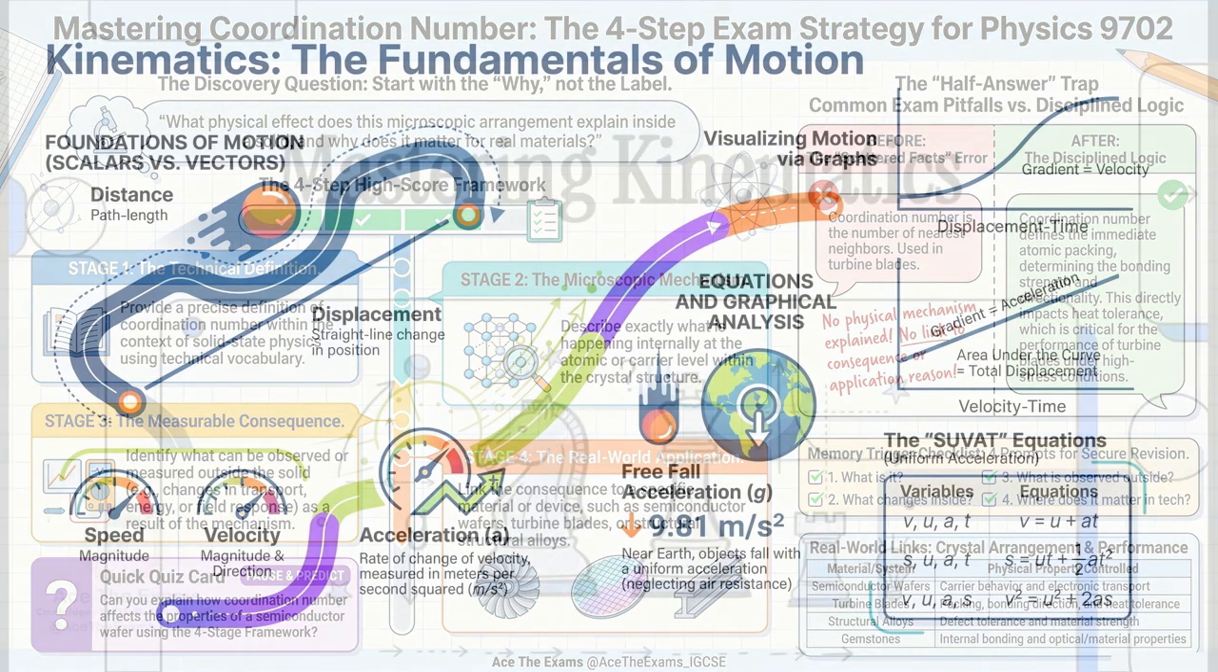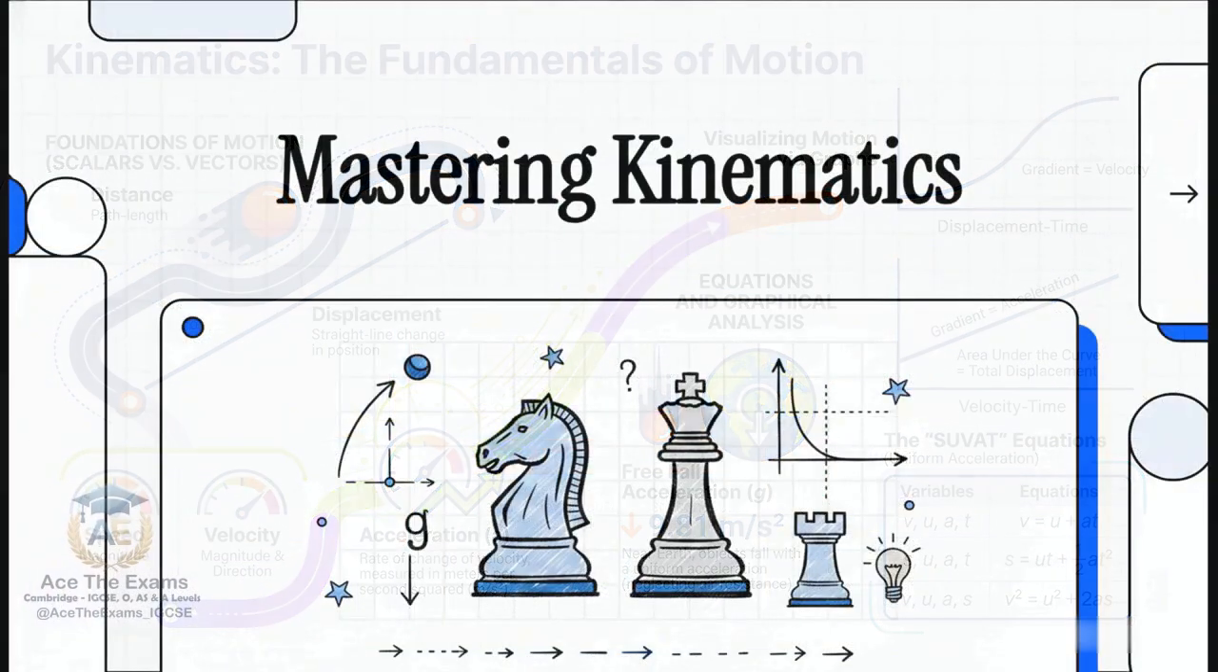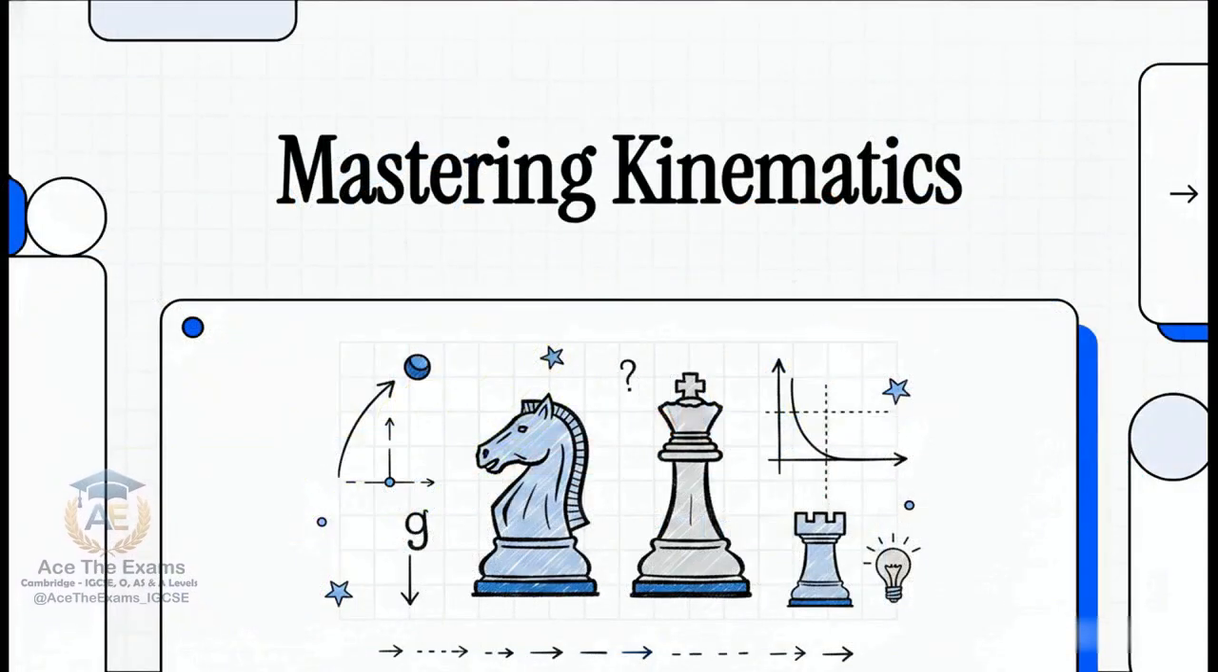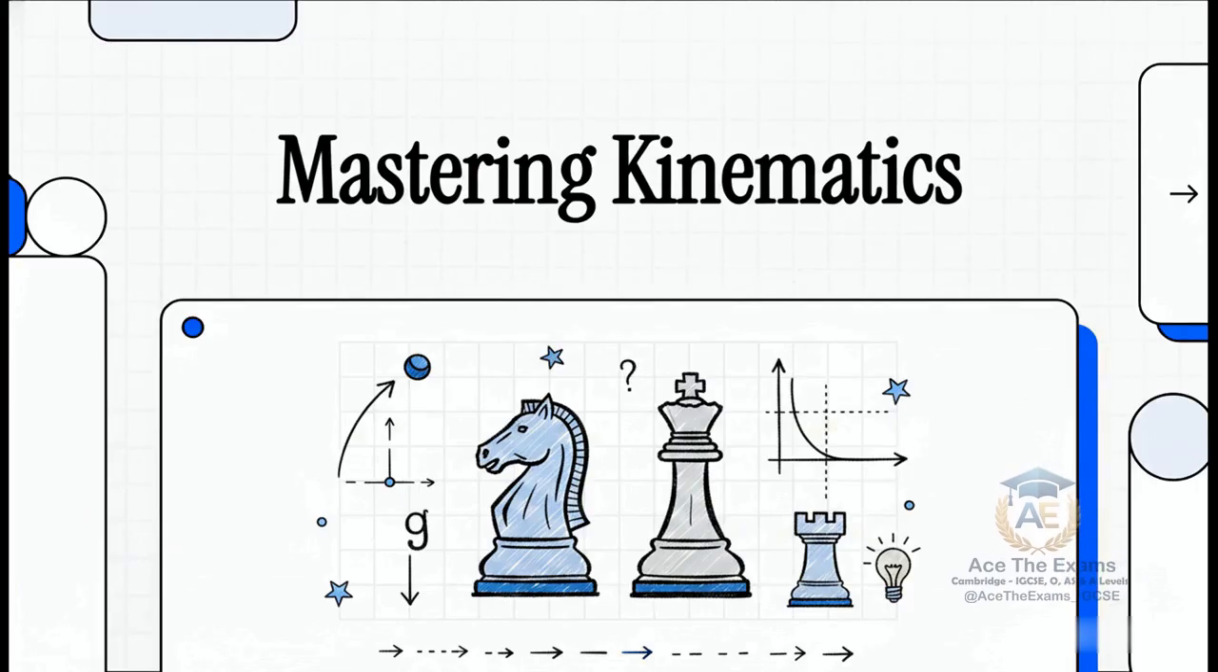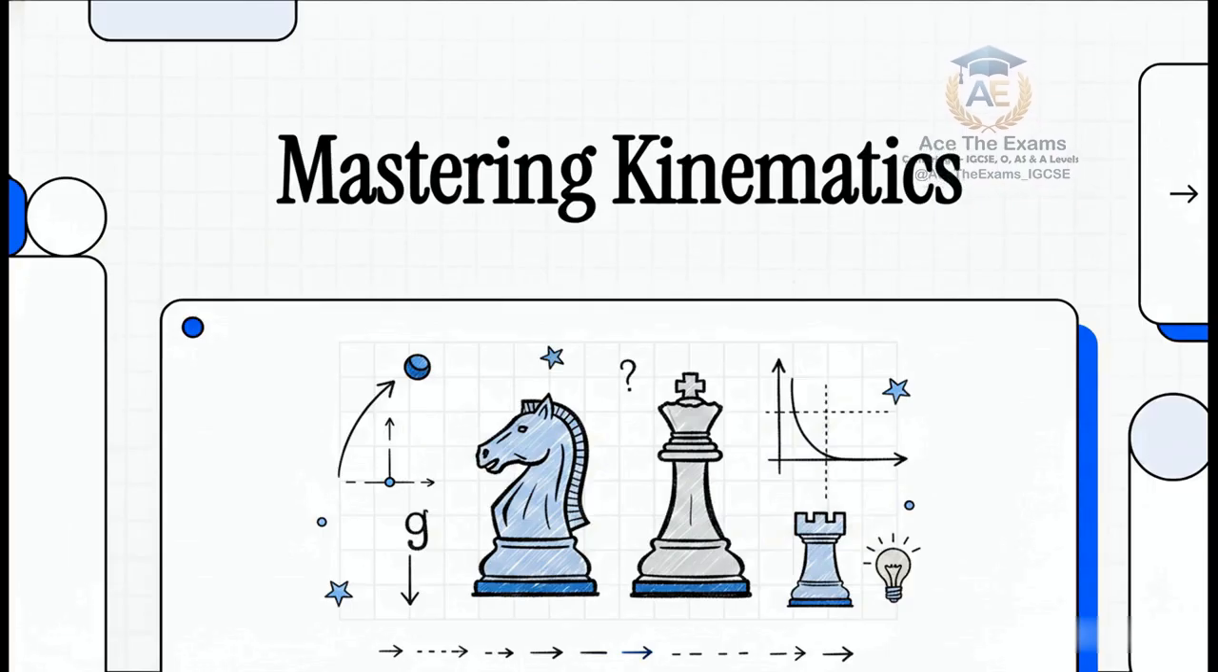If you're currently grinding away studying for your Cambridge AS and A-level physics exams, specifically syllabus 9702, or even if you're tackling 0625 and the others, you might look at kinematics and just see this absolute confusing soup of math. You see a jumble of variables, flying projectiles, and falling objects, and it just feels overwhelming, right? But what if I told you that mastering kinematics is exactly like becoming a chess grandmaster?